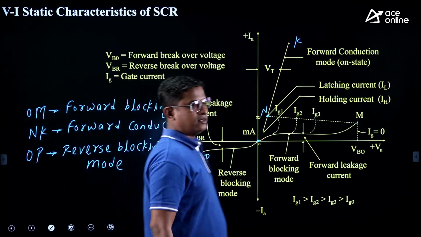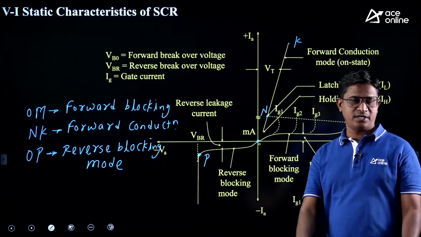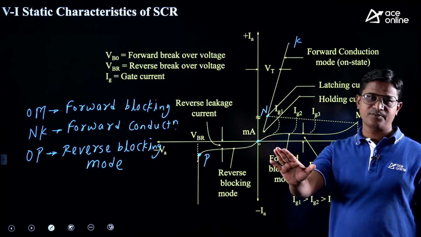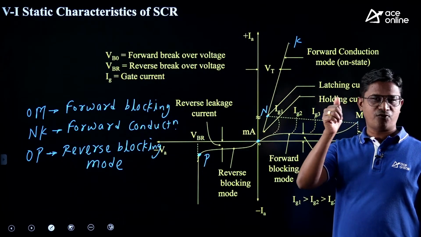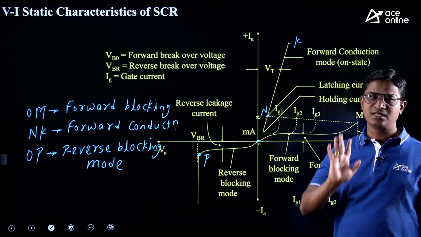Reverse blocking means device is in a reverse bias mode and it is in a off state. In SCR, we don't have reverse conduction mode. We don't have, I am saying. Okay. So only three modes are there: forward blocking, forward conduction, and reverse blocking.